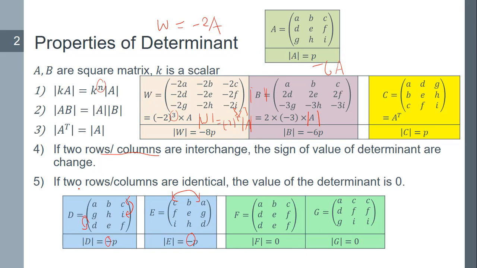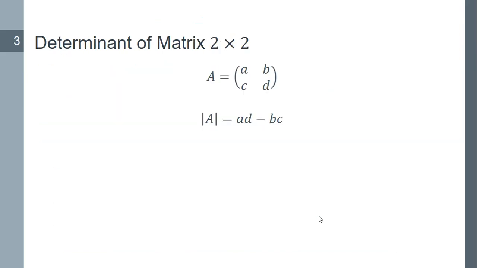Then we look at number 5. If two rows or columns are identical, the value of the determinant is 0. Row 2 and row 3 are the same, and column 2 and column 3 are the same, so both determinants are 0. You learned in secondary school how to find the determinant of a 2 by 2: a times d minus b times c.